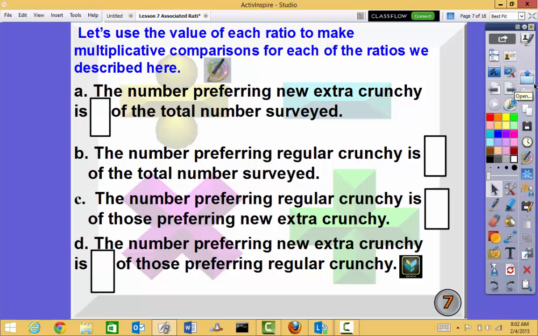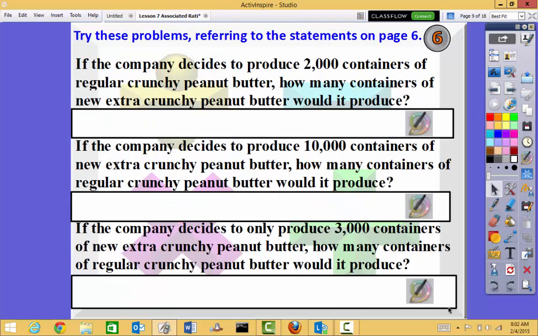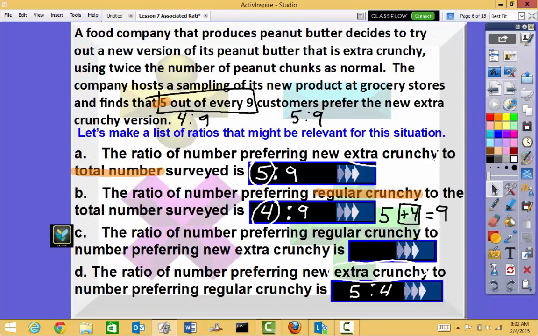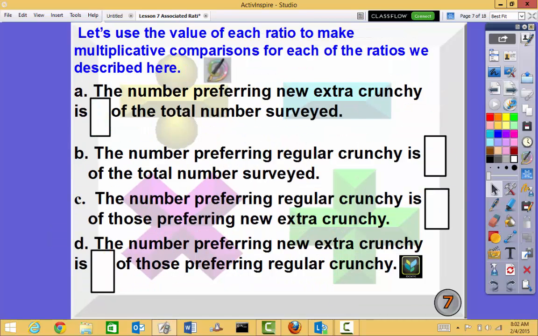All right, so we're going to look at this now. It says let's use the value of each ratio to make the multiplicative comparisons for each of the ratios we described here. So I'm going to be referring back to my previous slide right here, using these ratios to write the multiplicative value. Multiplicative value means what can I multiply it as? Or, easier put, what is its fraction?